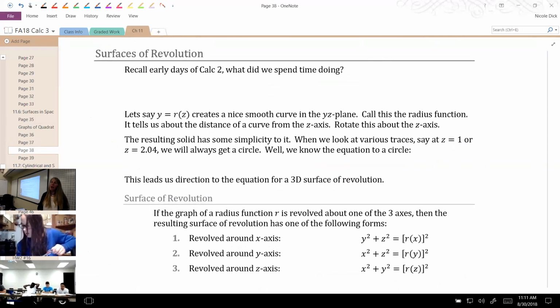Okay? So in Calc 2, we do a lot of stuff with 3-dimensional shapes. But in all those 3-dimensional shapes we were working with, we took some kind of 2D graph and we rotated it. We were always working with surfaces of revolution. So we spent time working with surfaces of revolution.